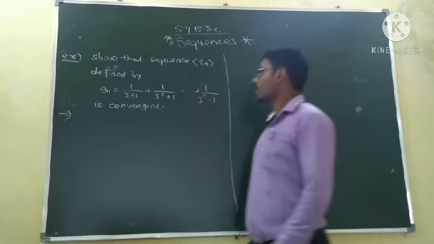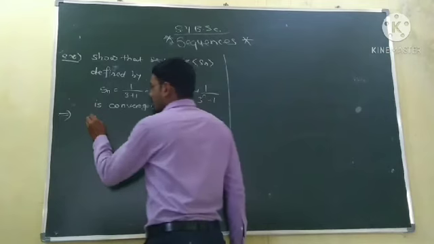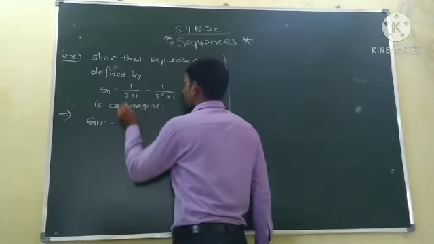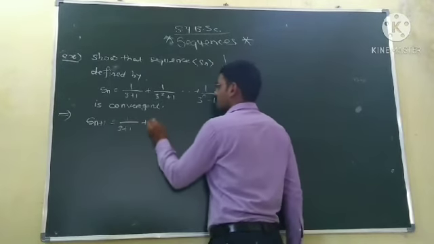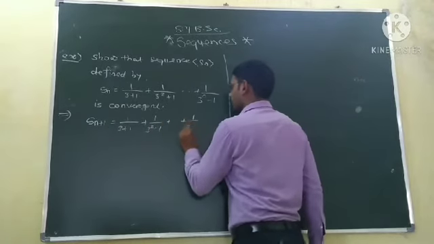bounded. Okay. So we have the n-th term of the sequence Sn. So we can derive the n plus 1 term of the sequence, which will be 1 upon 3 plus 1, plus 1 upon 3 square plus 1, up to 1 upon 3 raised to power n.